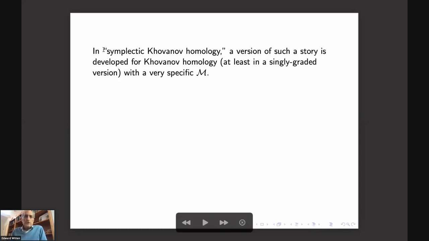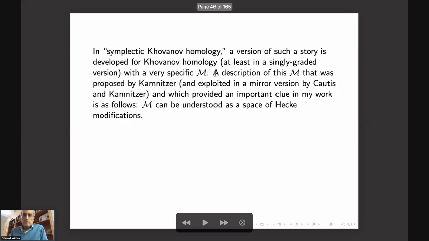So a known approach is symplectic Khovanov homology, which, at least in a singly graded version, describes Khovanov homology in terms of Floer theory for a very specific M. A description of this M that was proposed by Kamnitzer and exploited in a mirror version by Cautis and Kamnitzer, and which was part of the guide in my work, is the following. M can be understood as a space of Hecke modifications.